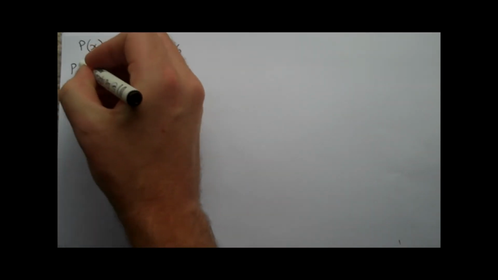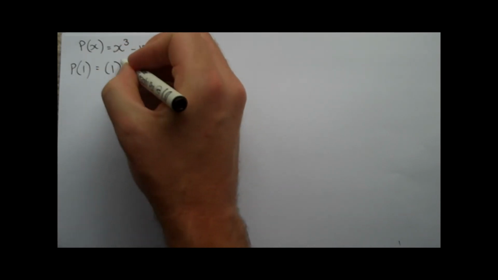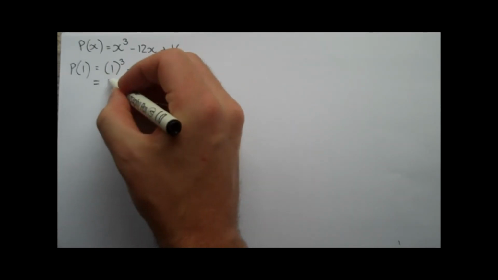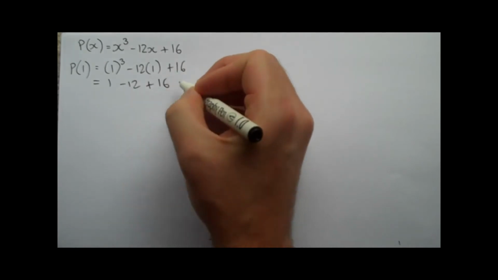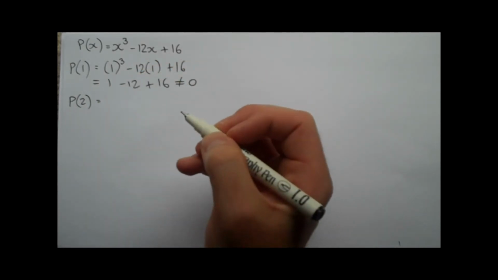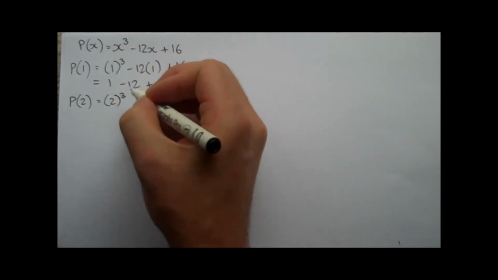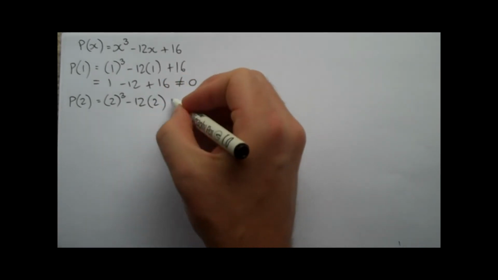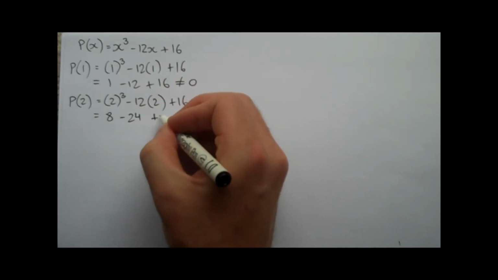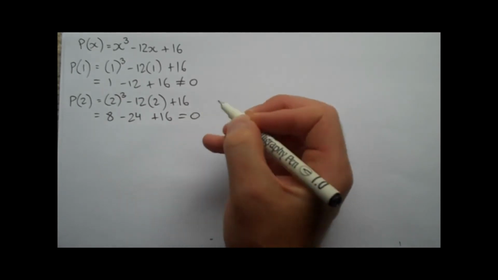Okay, so we've got a slightly harder example here, but we go through the same process. So we apply the factor theorem. So we choose some values of x. So let's start with x equals 1. We have 1 cubed, take 12 multiplied by 1 plus 16. If we evaluate, we get 1 take 12 plus 16. Clearly that does not equal 0. So let's try 2. We substitute in x equals 2. We get 2 cubed, take 12 times 2 plus 16. We evaluate, we get 8 take 24 plus 16, and this equals 0. So we can say, therefore, x take 2 is a factor.